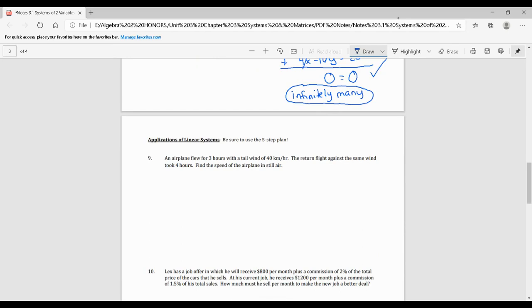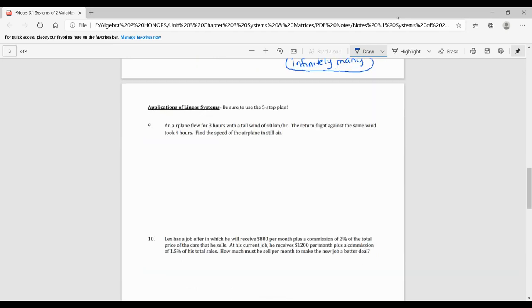Okay, how about some word problems? We're going to look at 2 types of word problems. The other ones you should hopefully still remember and be okay with, but I know that our distance, rate, and time ones and our mixture problems are usually a little rusty. So let's give those a whirl. The first one says an airplane flew for 3 hours with the wind of 40 kilometers per hour. The return flight against the same wind took 4 hours. So against the wind, it took 4 hours. Find the speed of the airplane in still air.